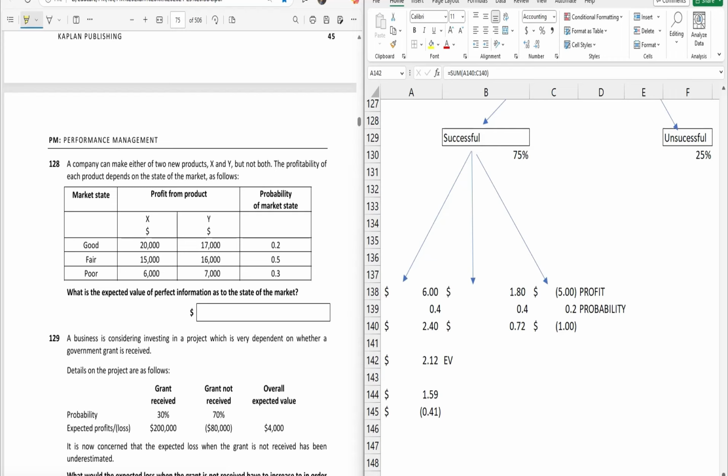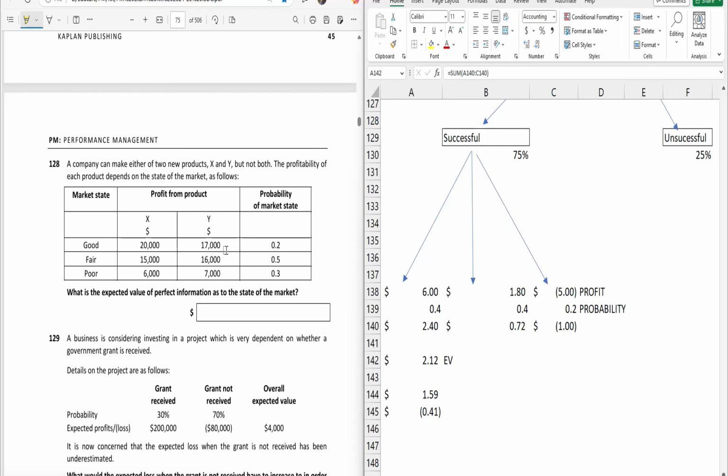Basically, the expected value of profit information is the difference between the expected profit with the profit information and the best expected profit without profit information. So first, we need to calculate the expected profit with profit information as well as the best expected profit without profit information. Then we will calculate the difference of these two. The market states are good, fair, and poor, and the probabilities are given as 0.2, 0.5, and 0.3. For product X the profit is this, and for product Y the profit is this much for each market state.